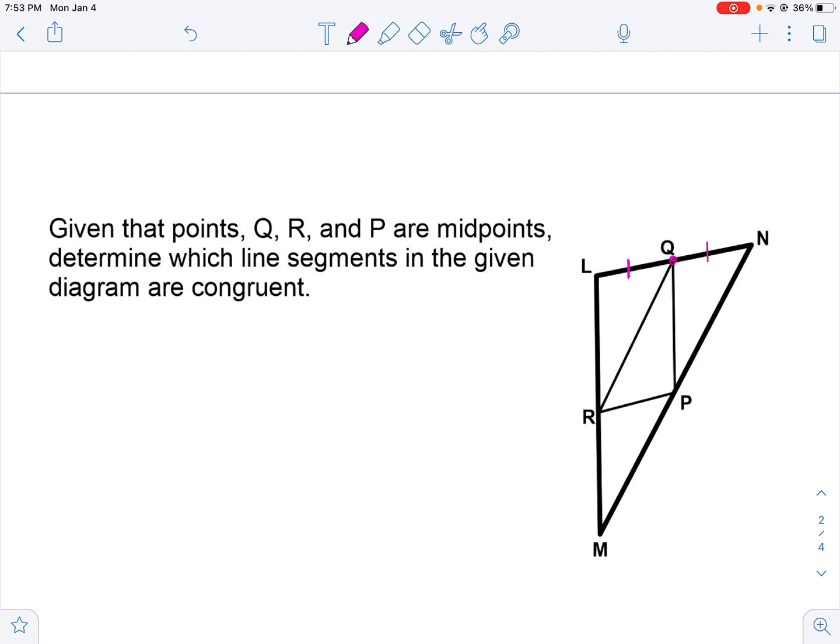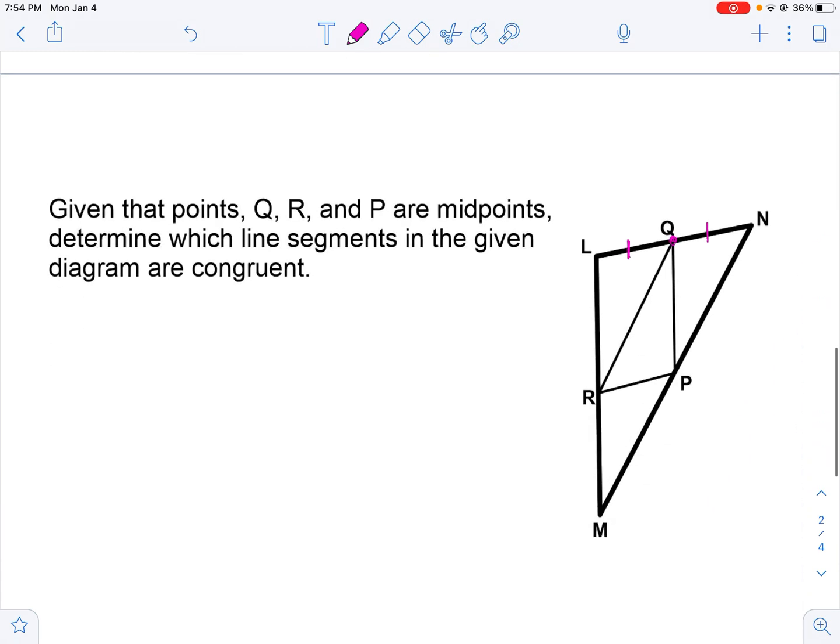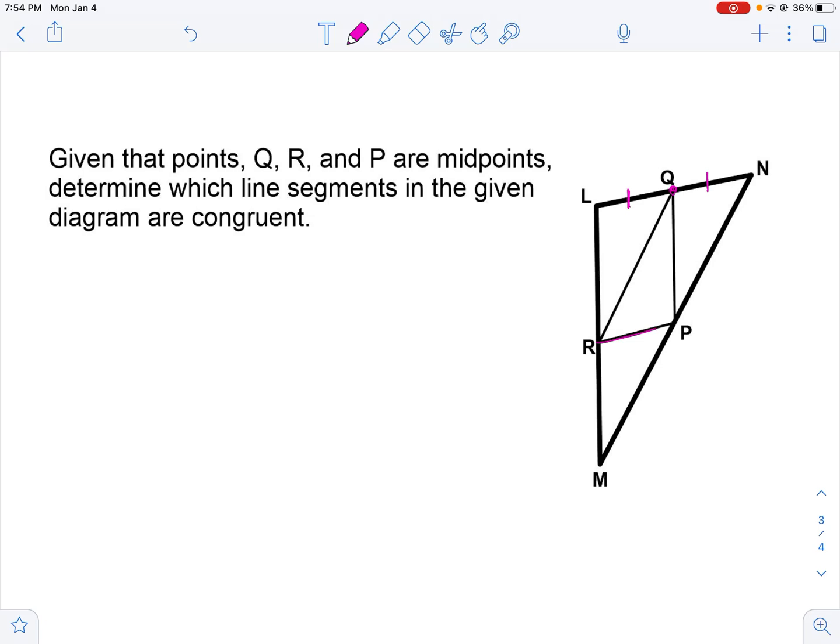On that previous slide, we said that GH was a mid-segment, and therefore GH was half of BC. So that means if RP is the mid-segment, it is half of LN, and LN is already broken up into two congruent parts. So I hope what you understand is that RP is also congruent to LQ, and RP is also congruent to NQ, because it is half the length of its non-intercepted side.